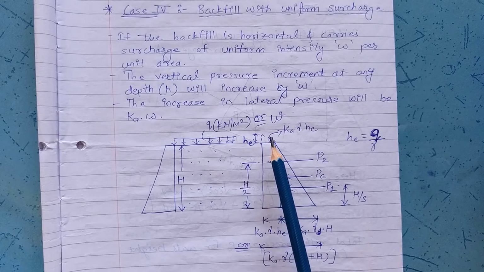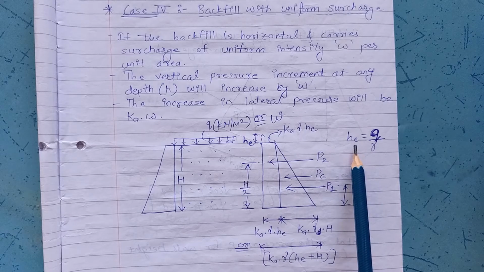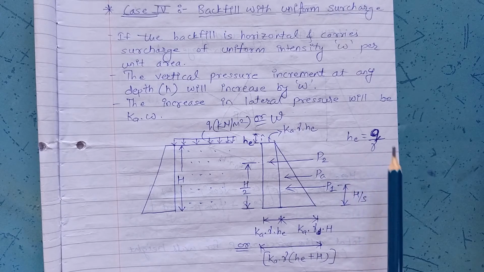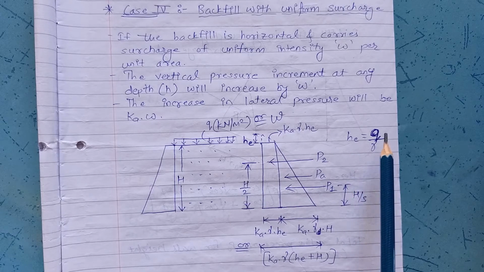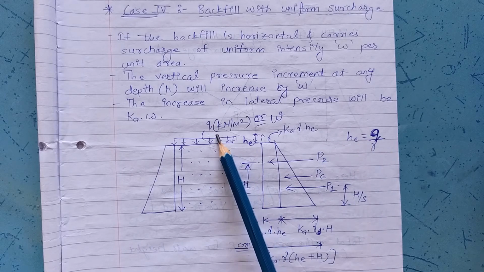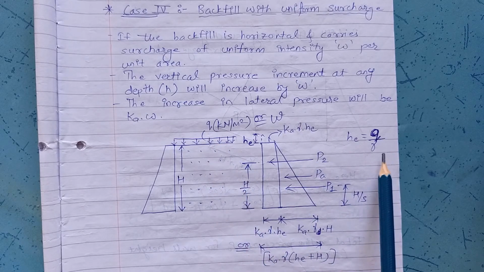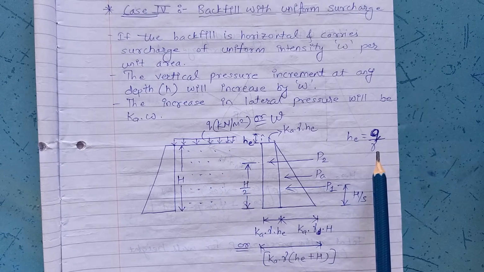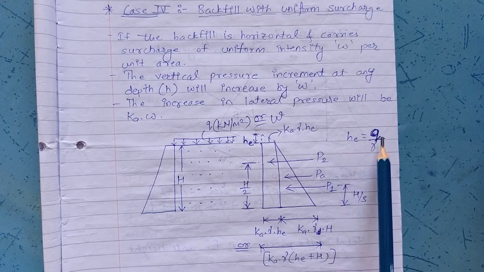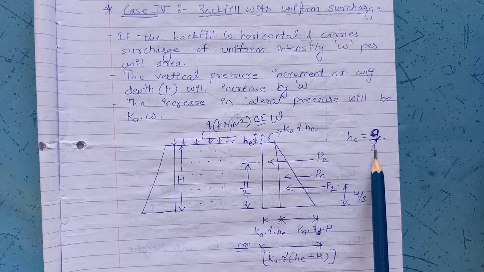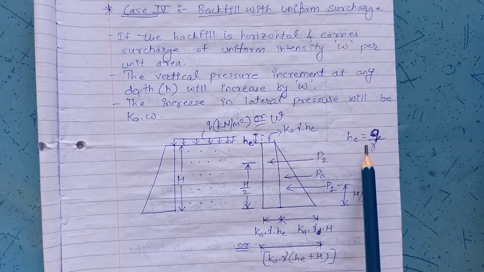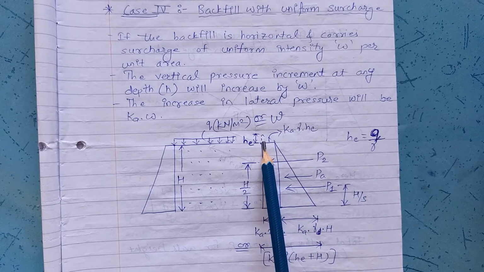extra height which is due to surcharge, and this He can be calculated by the formula He is equal to Q by gamma. Q is the unit intensity of the surcharge over the backfill, and gamma is the unit weight of soil. Hence He will be the ratio of the intensity of the surcharge to the unit weight of soil, and this He will be the height of this component.